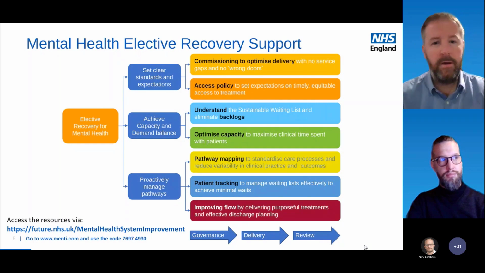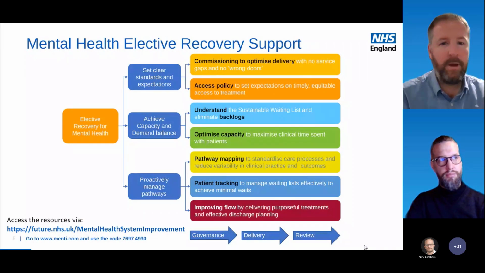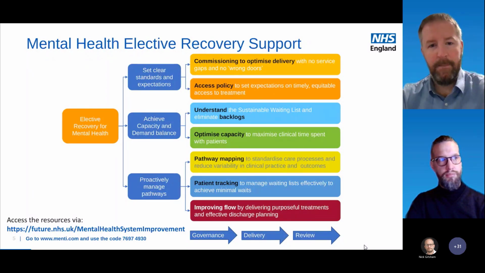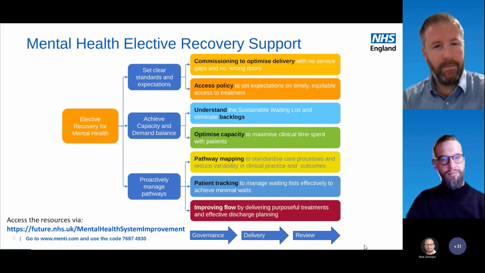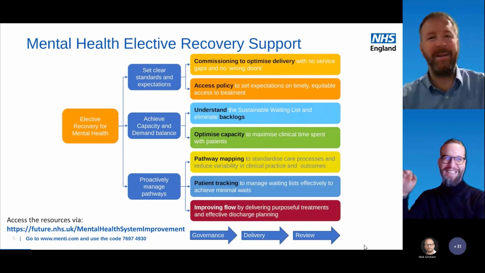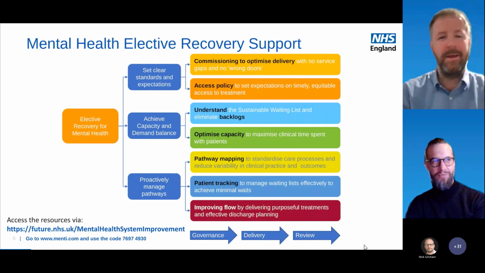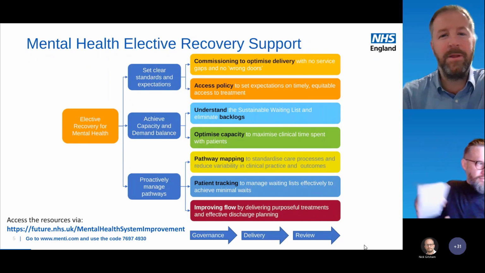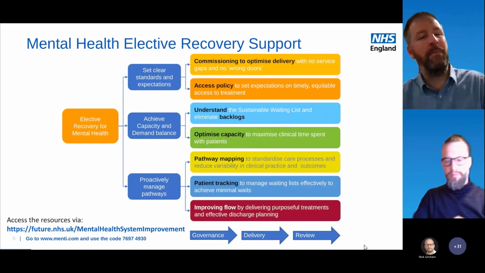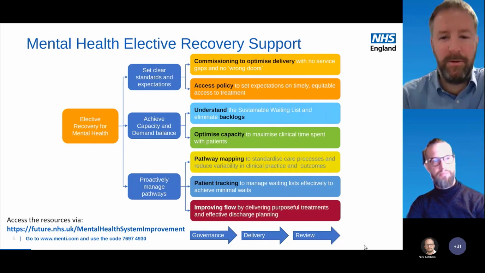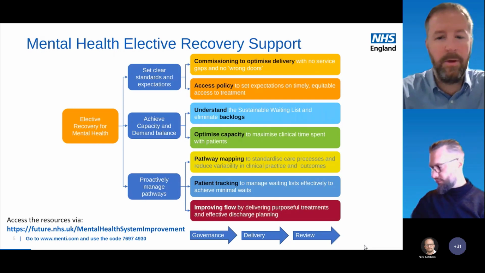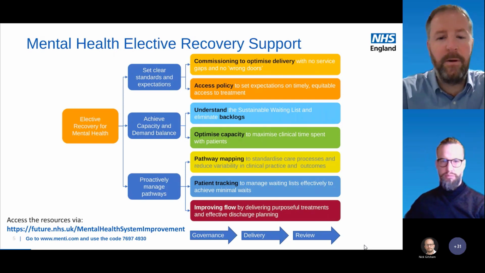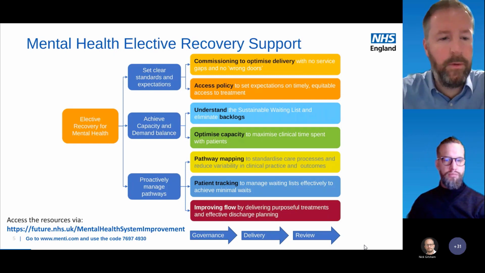So as I said, this is the fifth of our modules on elective recovery support. We've already had pathway mapping, optimising capacity, sustainable waiting lists, and the introduction one, beg your pardon, and you've still got commissioning, access policy, and patient tracking to look forward to in the new year. And our hope is that with this range of approaches, we'll give you all the tools that you need to make the best of the resources that you've got access to in your services, and to deliver better services for your patients.